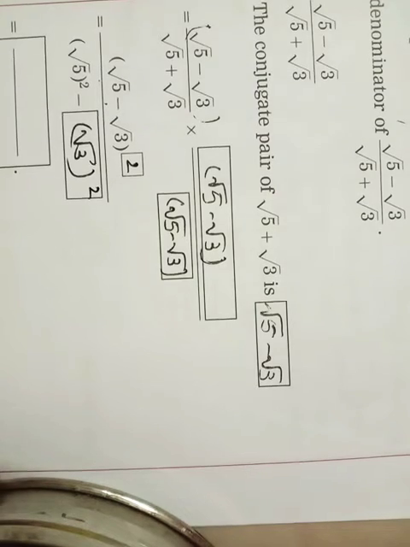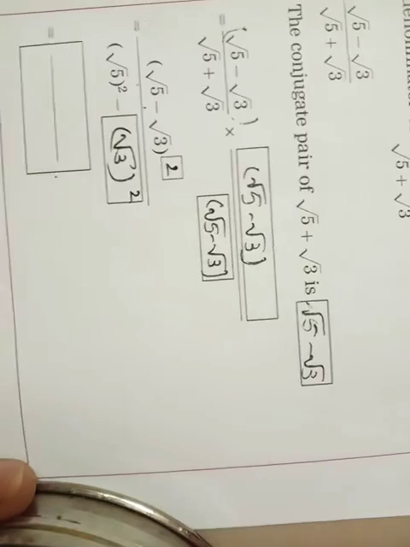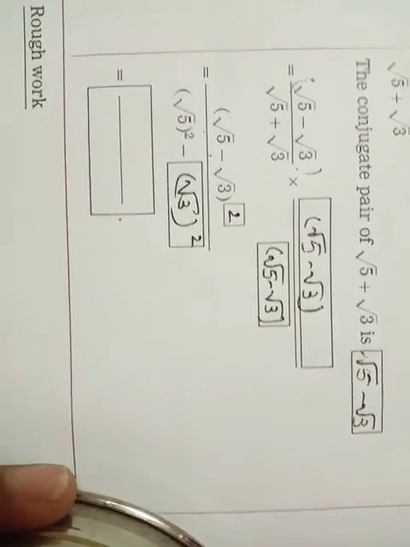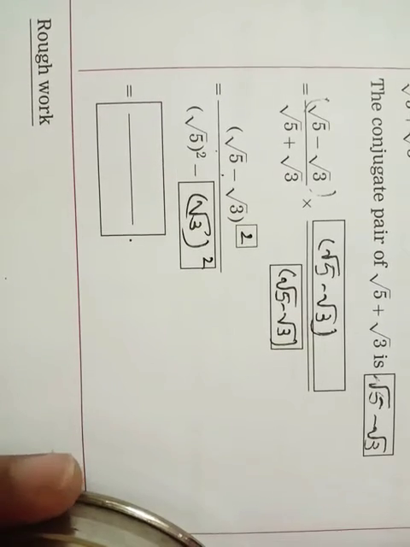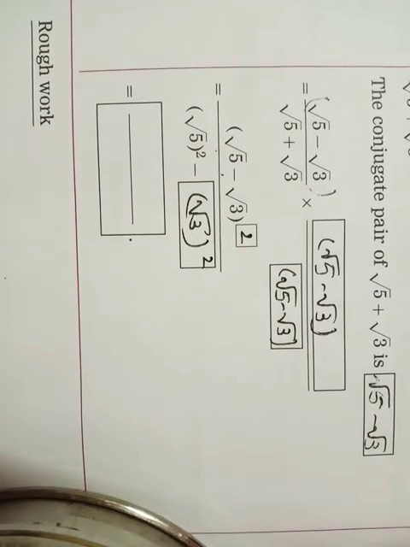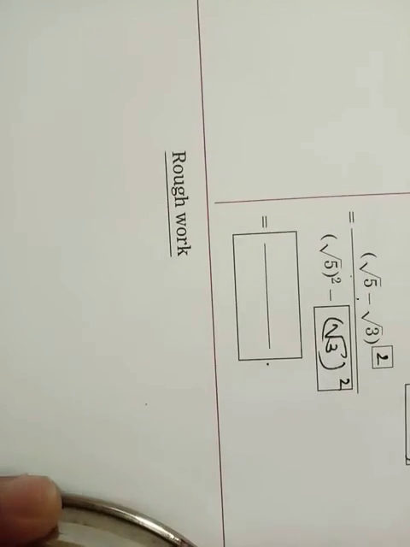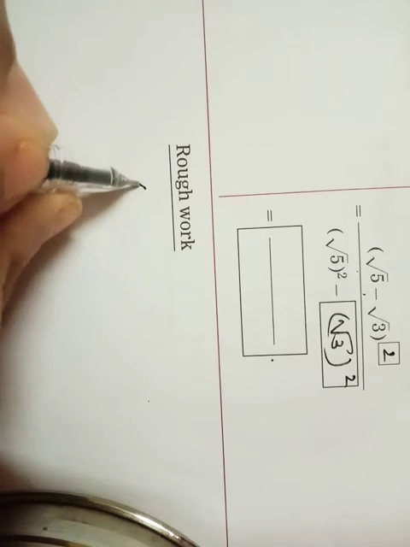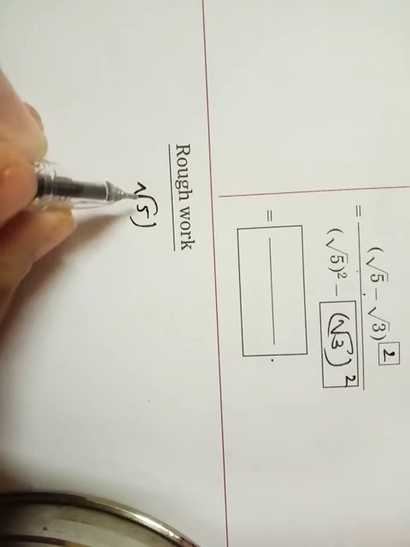Now children, we will be doing the further step in rough work because here they have asked for the final answer. So down here we have something which is called rough work. In that rough work column we will be solving this part further. Okay, so in the rough work let us solve it. So we have here root 5 minus root 3 the whole square.